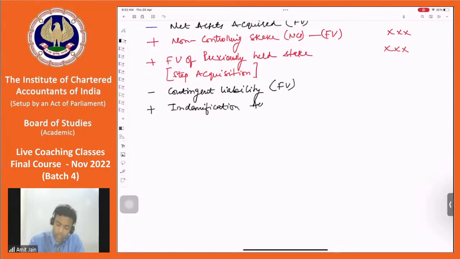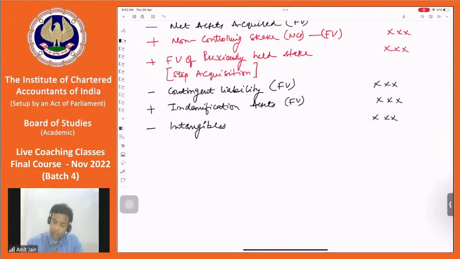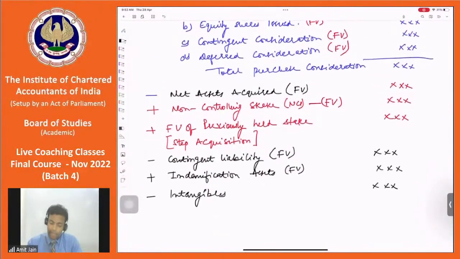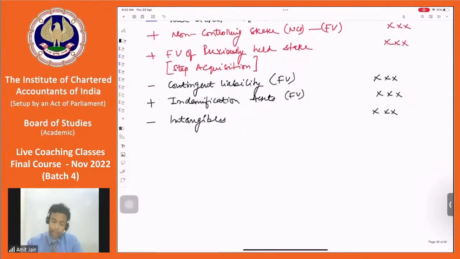Indemnification assets, if they exist or not, we need to recognize that at fair value. Correct. Then we need to recognize intangibles. Right? We need to recognize intangibles. And thereby we will be reaching to goodwill or bargain purchase.